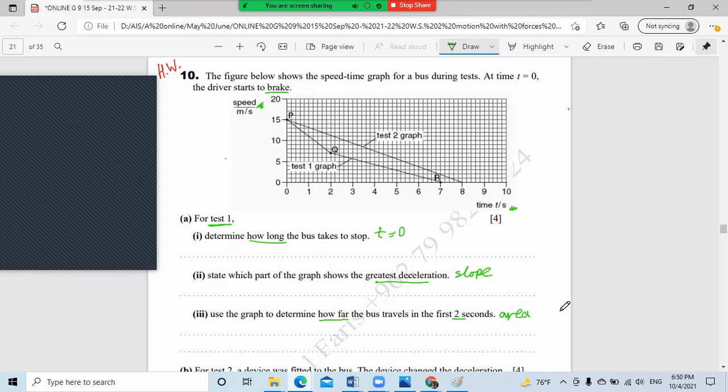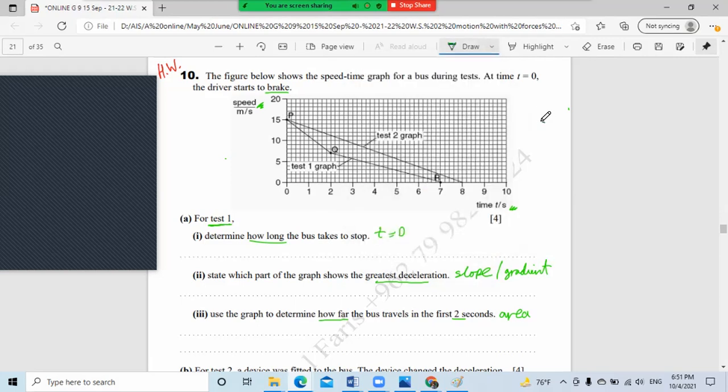Again, I told you last time and several times, in any graph, they ask about 4 things. Number 1, the XY coordinate, the values from them. Number 2, the description or the explanation or the relationship in the graph, depending on the question. Number 3, the slope, the gradient. Number 4, the area.